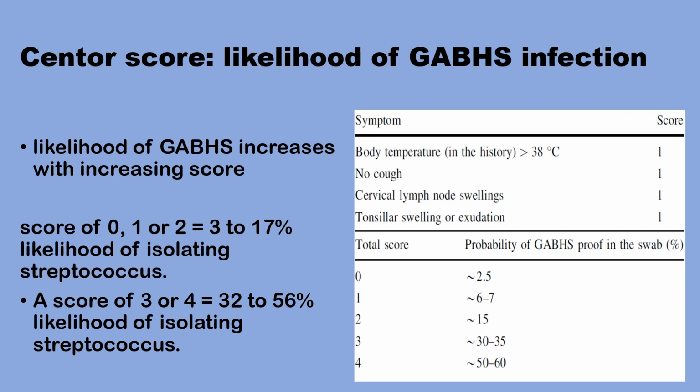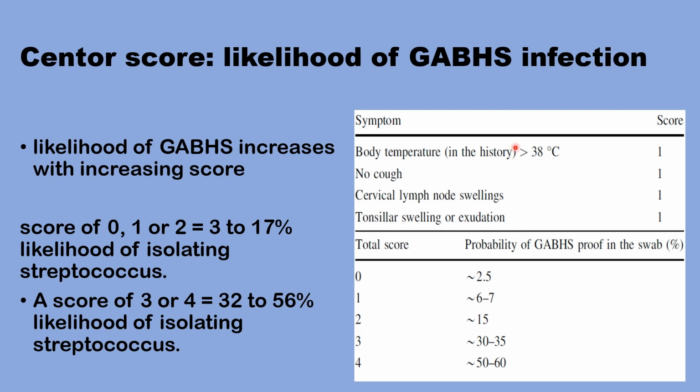The likelihood of having a group A beta hemolytic strep infection increases with the increasing Centor score. So if the Centor score is 0, that is to say you have not scored anything in the 4 items, the body temperature is less than 38, there is a cough, there is no cervical lymph node tenderness or swelling, and there is no tonsillar swelling or exudate, the score is 0, chances are less than 2.5% that there is a group A beta hemolytic strep.